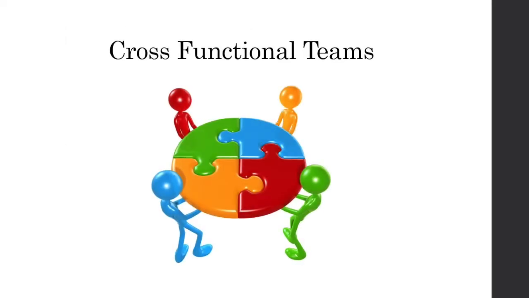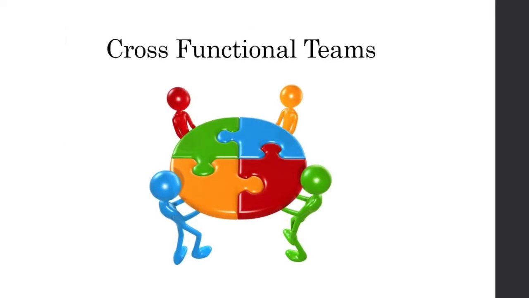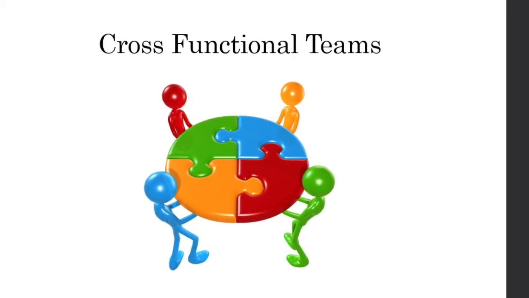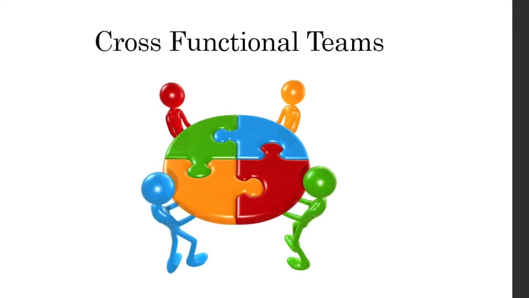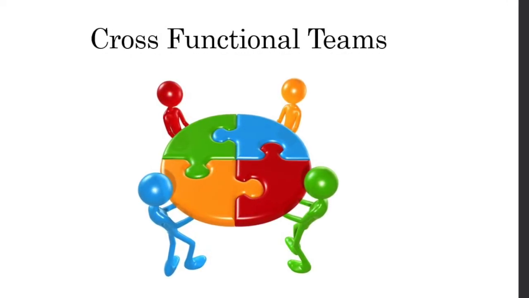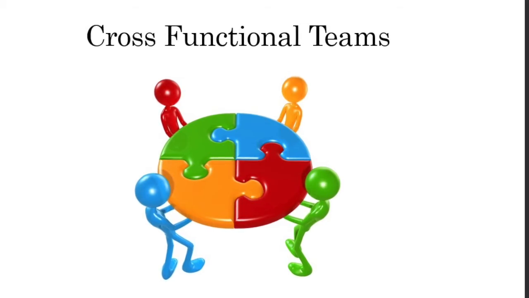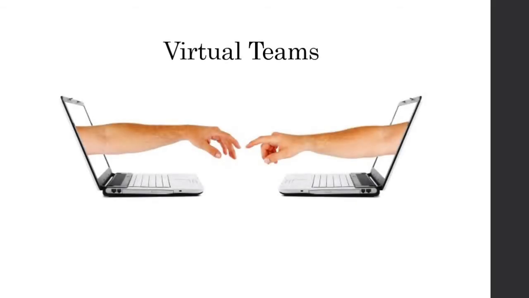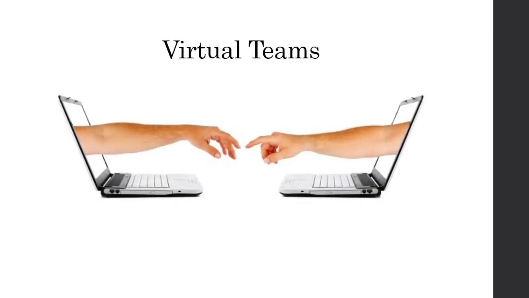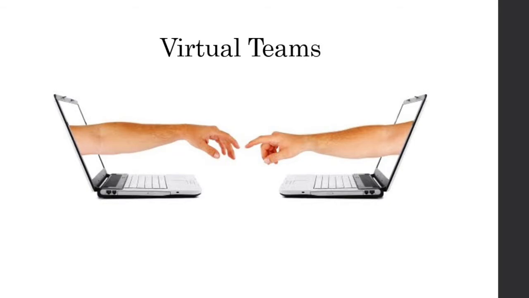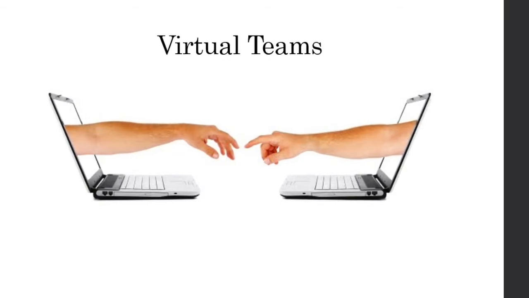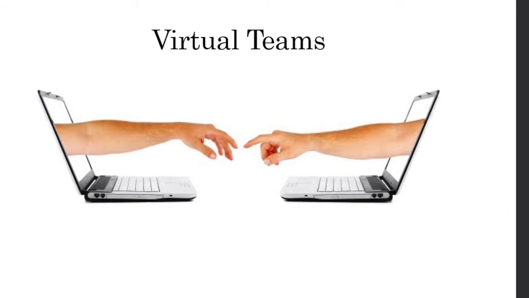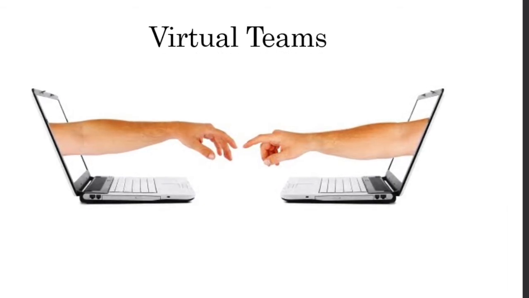Third, cross-functional teams. Cross-functional teams are made up of employees from about the same hierarchical level but different work areas who come together to accomplish a task. Cross-functional teams are an effective means of allowing people from diverse areas within or even between organizations to exchange information, develop new ideas, solve problems, and coordinate complex projects. Fourth, virtual teams. Virtual teams use computer technology to unite physically dispersed members and achieve a common goal.